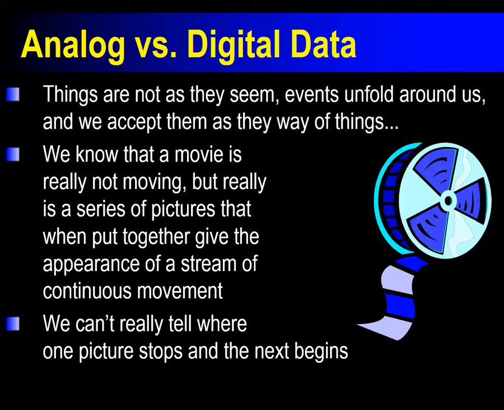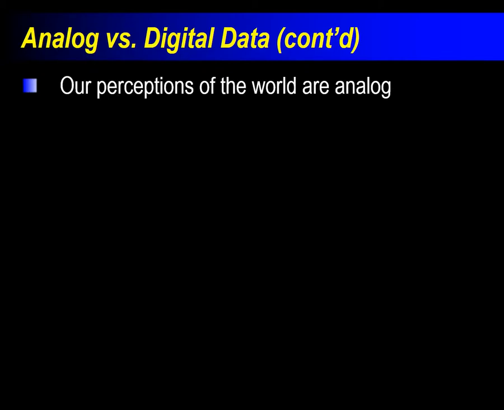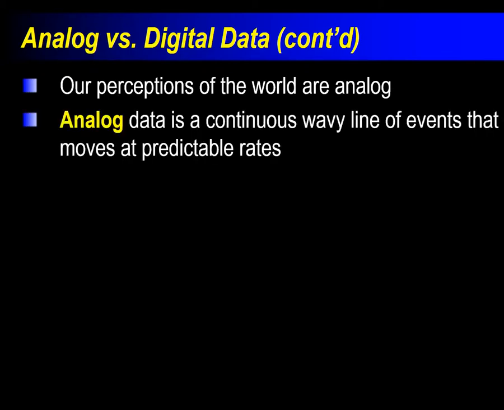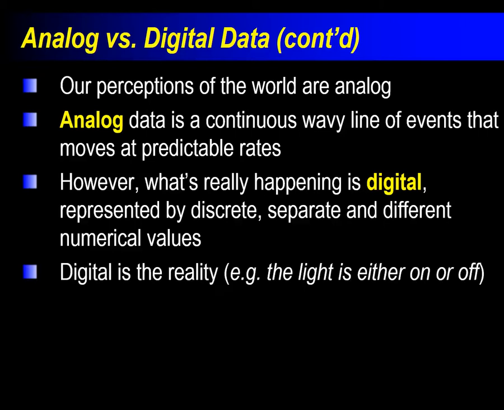data. When you look at a picture on the internet, you know you're looking at individual points of light that are just being blended together with your eyes, and you're accepting it, and here's a term from the 40S course, as an abstraction. Okay? So, our perception of the world is an analog world using abstract data. Okay? Analog data is a wavy line that moves often at predictable rates. Okay? But what's happening in the computer is a digital world of discrete on-off values.